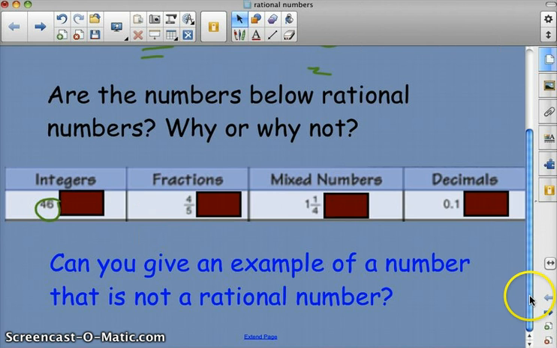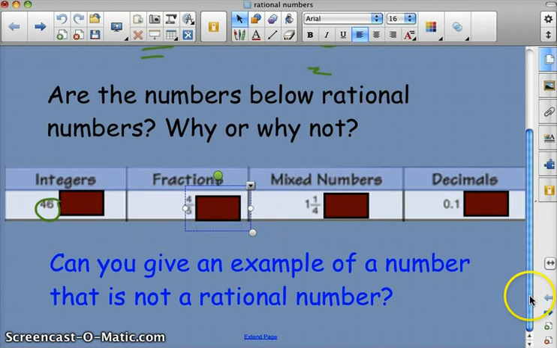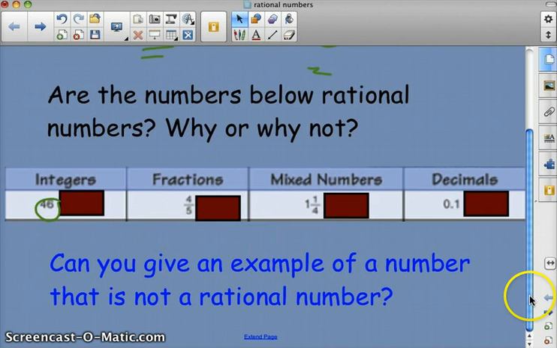4/5 is 4 divided by 5. It's already in that A/B form. 1 1/4, you could write that as an improper fraction, 5/4, so that is a rational number. And decimals are also rational numbers. 1/10 can be written as 1 divided by 10.